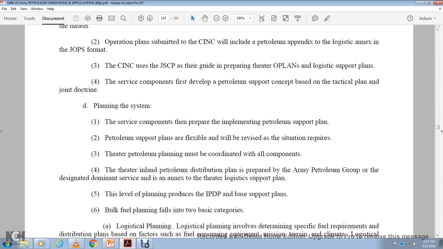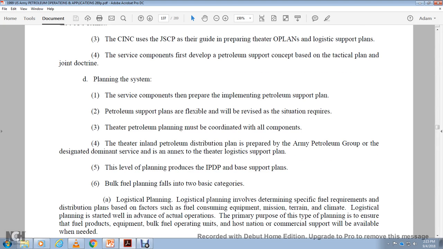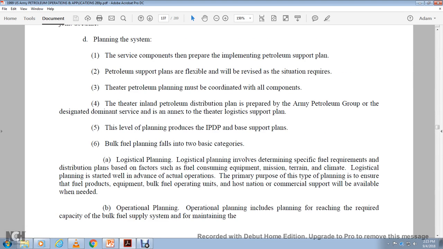At the level of the IPDP and base support plan, bulk fuel plans have two basic categories. A. Logistics planning involves determining specific fuel requirements for the distribution plan based on factors of fuel consumption, equipment, terrain, and climate. The logistics plan starts well in advance of actual operations. Its primary purpose is to ensure the fuel product, equipment, bulk fuel operating units and host nation commercial support will be available when needed.